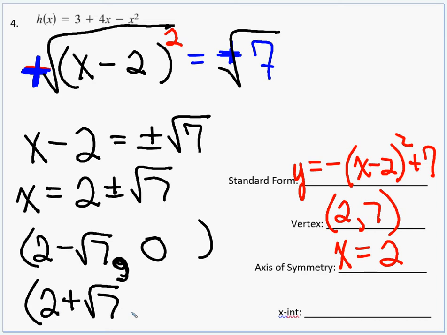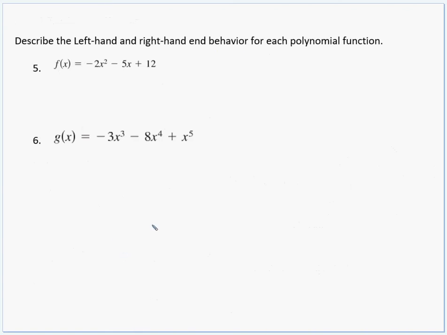Number 5, directions are simple. Describe the left and right hand behavior. So what is the graph doing to the left? What is the graph doing as we go to the right? And this is all driven by the leading term.